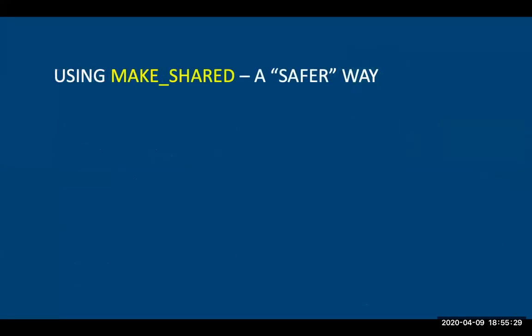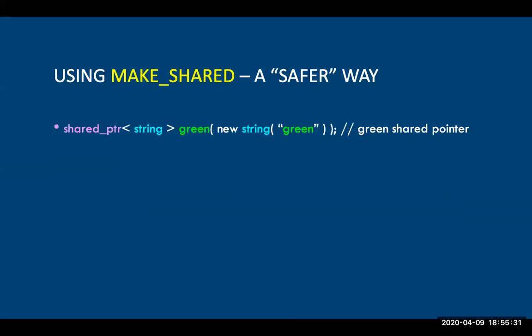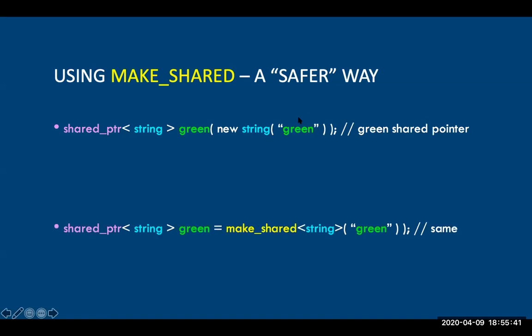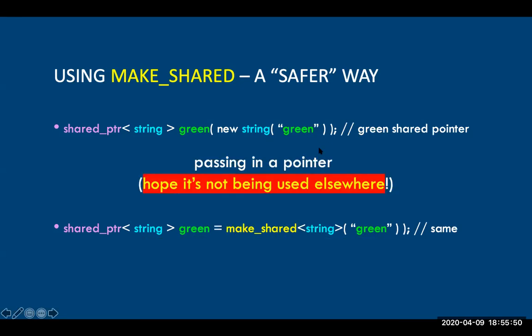So they invented this idea called make shared. So this is the standard way of doing things, right? Shared pointer green gets a newly constructed string called green. But we could also do it this way. We could say shared pointer string of green equal make shared string green. So what's the difference here? Let's take a look at how these things lay out. So in this case, we're passing in a pointer that we create. We create it inline, right?